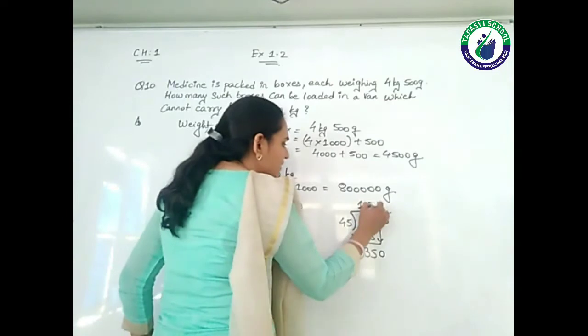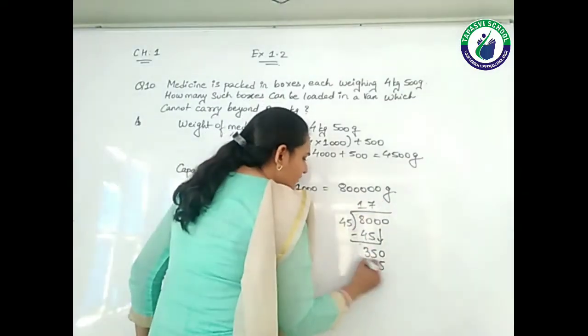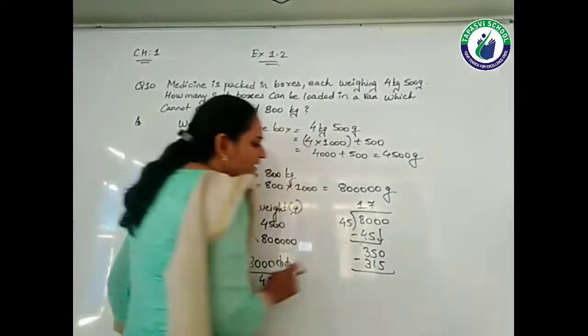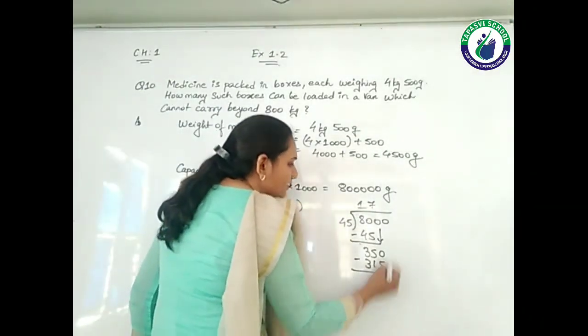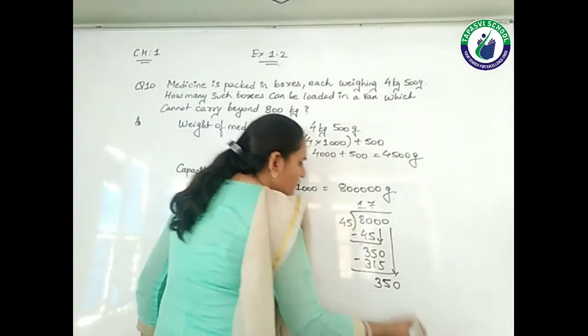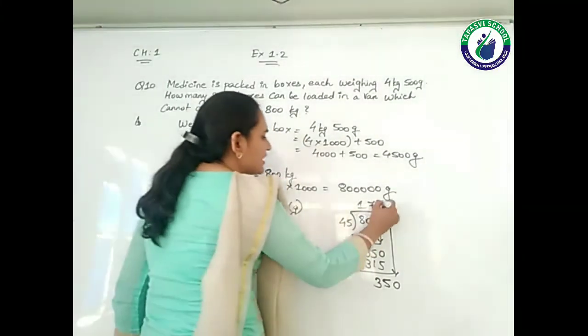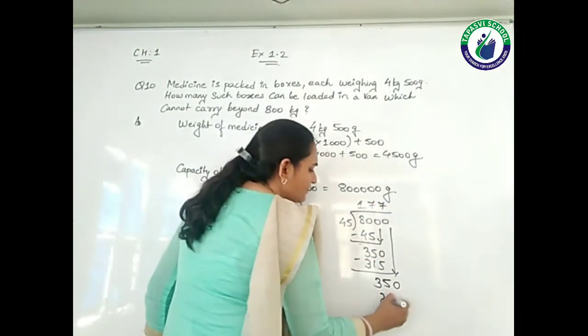45 7s are 315. Again 350 minus 315. That means it is again 35. Again bring down 0. So 45 7s are 315.